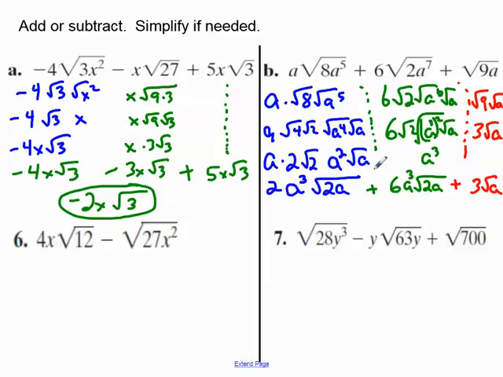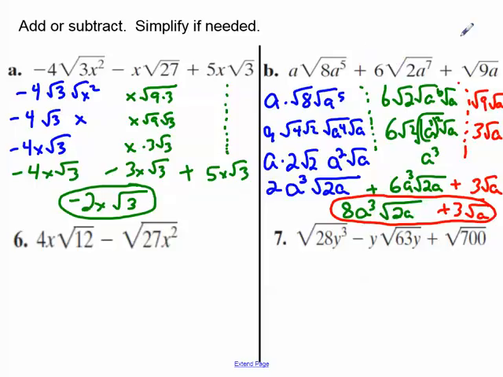Alright, now the blue and the green can be more easily combined because they are like radicals, and we can add up our coefficients. 2a cubed plus 6a cubed is 8a cubed outside the house, square root of 2a inside the house, plus 3 square root a inside the house that doesn't combine with anything else. And there's our answer. A little bit longer, but you know what? These two could combine. This one couldn't.